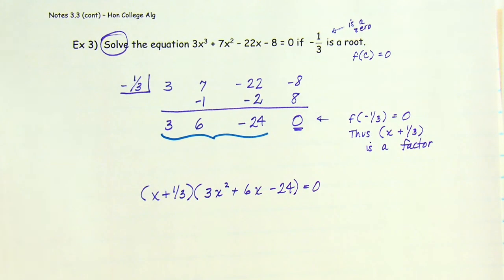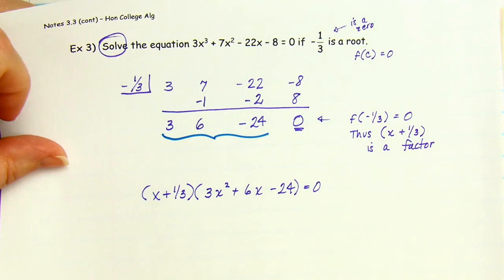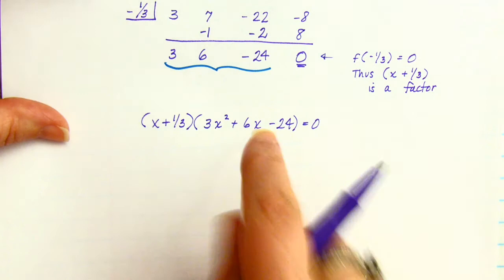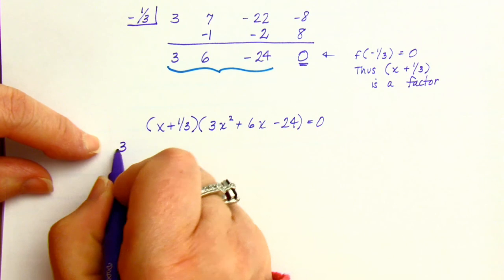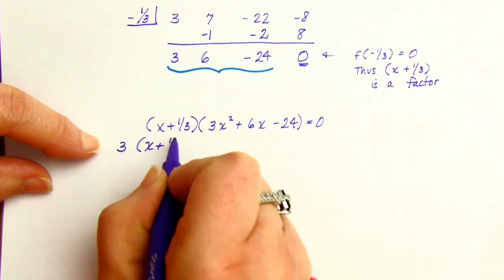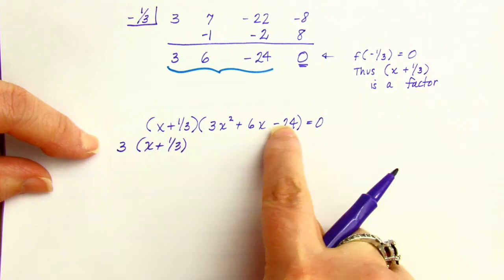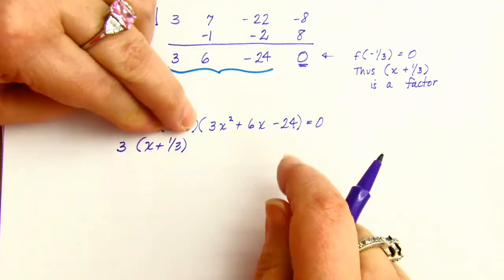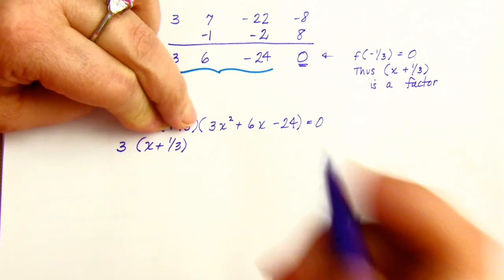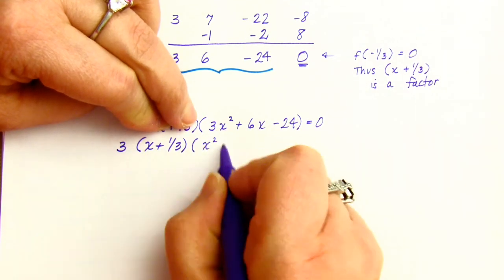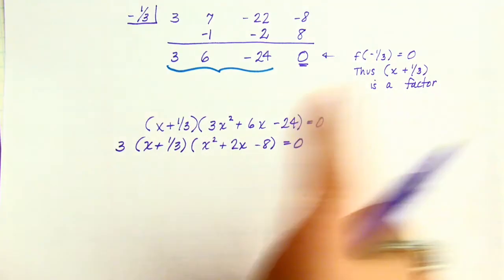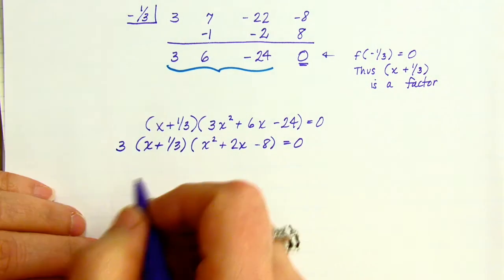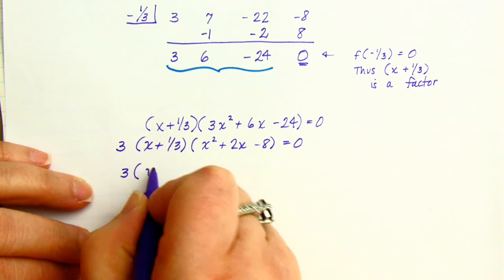You should be seeing what I'm seeing here. Hopefully you're seeing that there's a GCF. There is a GCF. So take the GCF out of this grouping. I'm going to pull it out front. Like way out front. 3. I'm going to copy this. And now I'm going to divide each one of these. Remember, I'm taking the 3 out of here, not here. And so I'm going to divide each one of these by 3. So I get x squared plus 2x minus 8. And that makes this more manageable to factor. 3 times x plus 1/3.